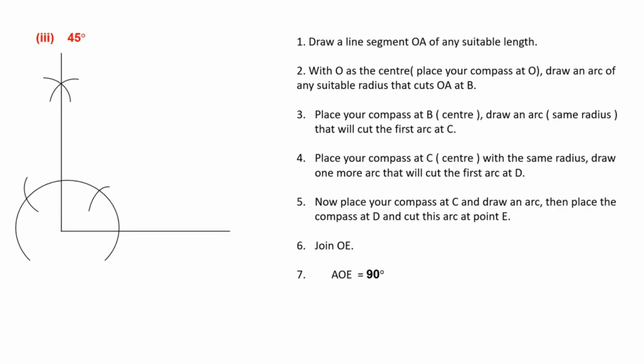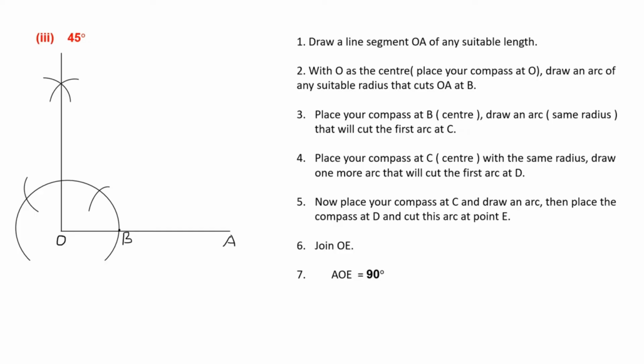Question 3, 45 degrees. For 45 degrees, first you need to construct 90, just like how we did the previous one. So it's already constructed. Now I'm just writing those same steps. Draw a line segment OA of any suitable length. So that is already drawn. So this is OA. And then what did we do? With O as the center, we drew one arc. This is the arc. And that has cut OA at a point B. So this is already done.